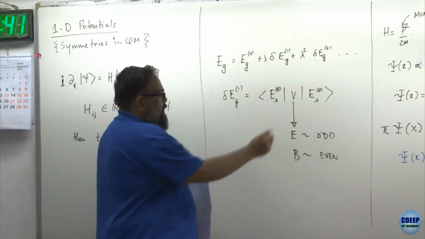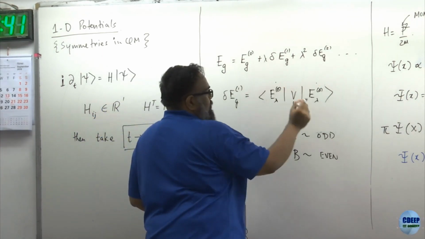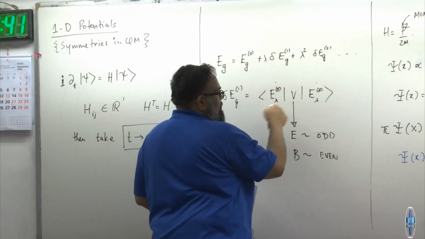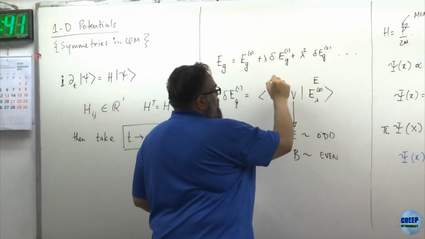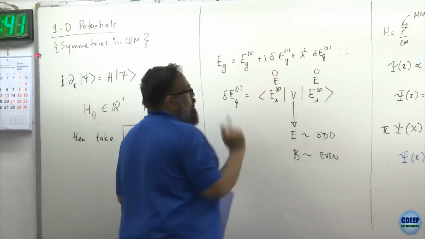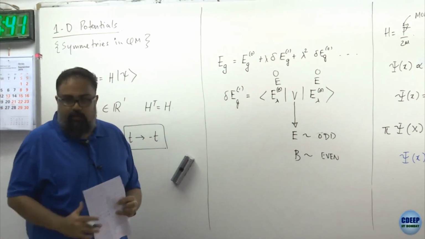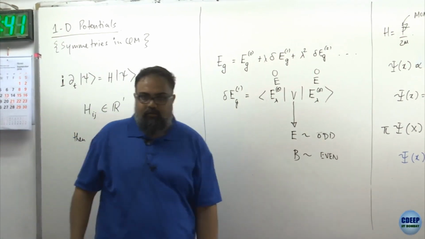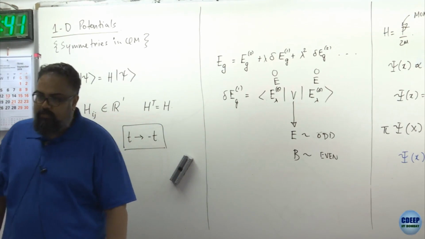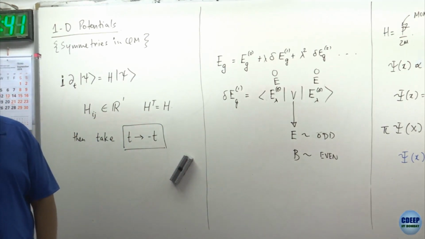tell me that this thing and this thing, because they're both the same quantum state, this is even, even, or this is odd, odd. And this thing sitting inside is odd, which means what is the first order correction? Zero.